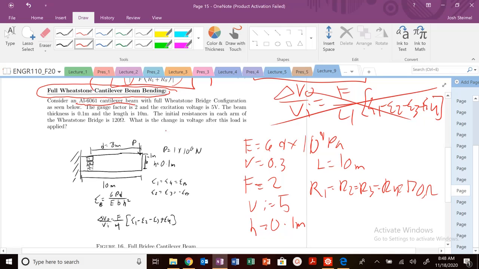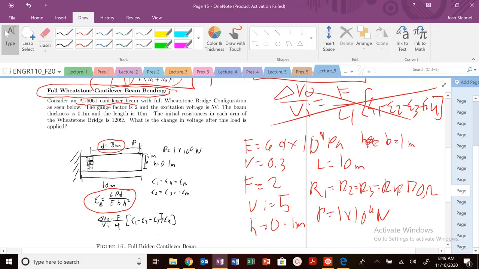So what is the change in voltage after this load is applied? The load here is 1 times 10 to the 6 newtons, and we're in a beam bending scenario. So we're going to use this equation for our bending strain, where we have P, B, H, our height, which is given here. The base of our beam is also 1 meter. And we see that the distance D from where the load is applied to where the strain gauge is is 8 meters. So go ahead and try to solve this problem.